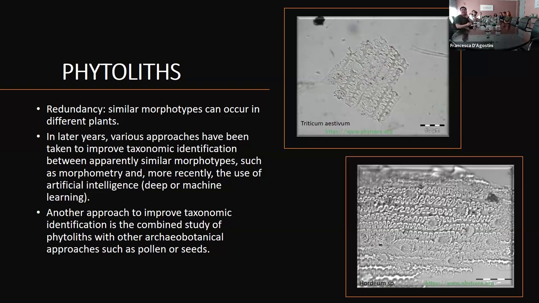Another approach is to improve taxonomic identification of phytoliths with other archaeobotanical approaches such as pollen or seeds, that can give us taxonomic information.